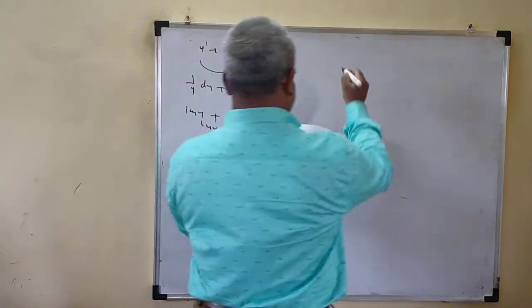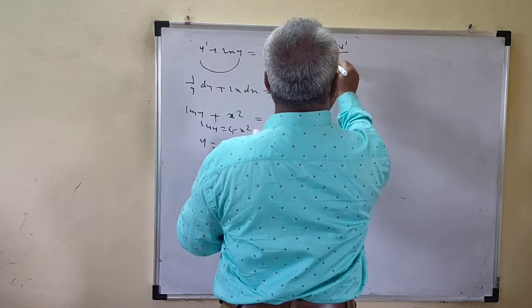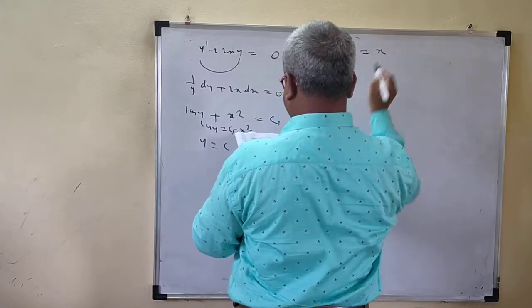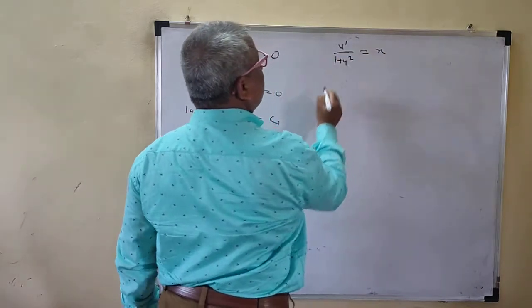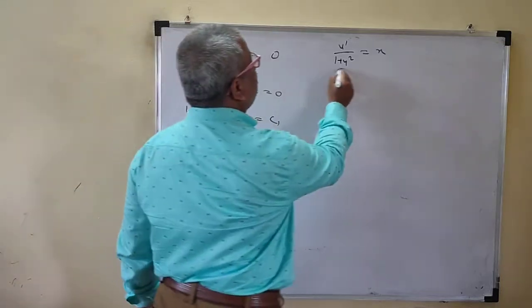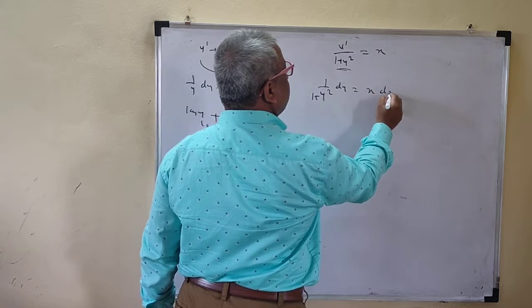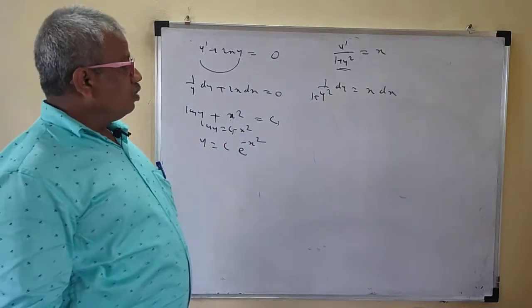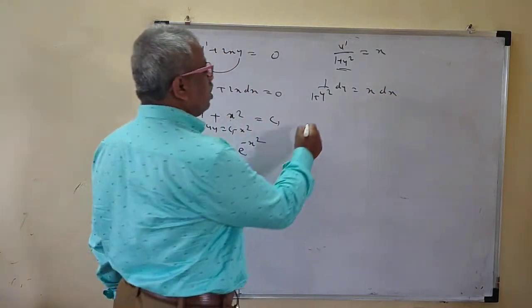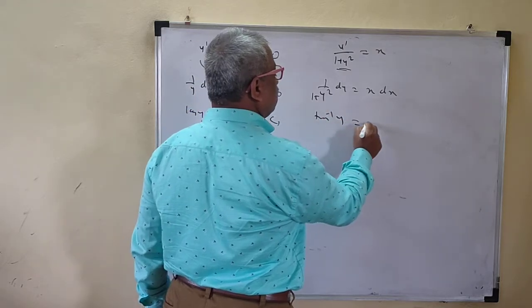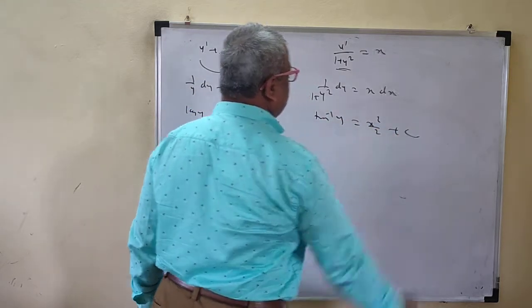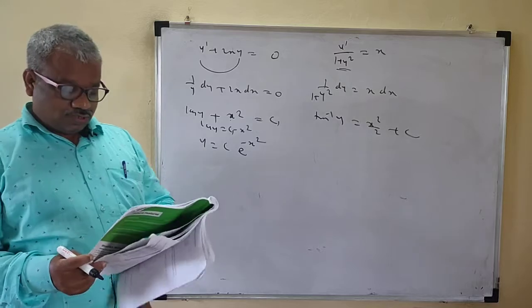Okay, now suppose we have to solve this. Y prime upon 1 plus y square is equal to x. Y prime is dy by dx, so this is a function of y. So 1 plus y square dy is equal to x dx now. Integration of 1 upon 1 plus y square is tan inverse of y is equal to x square by 2 plus c. This is the solution.